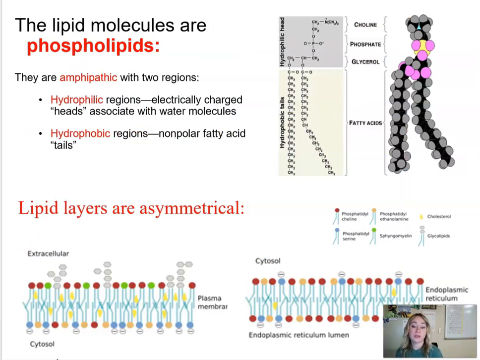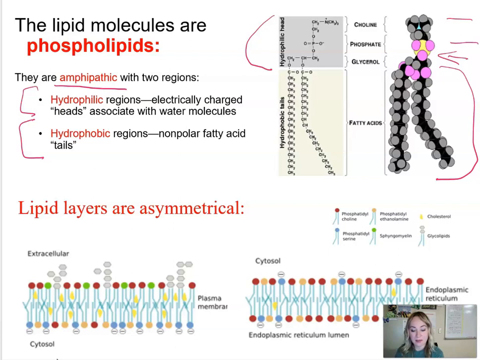So now let's take a look at the structure of the phospholipid. You guys already know that they are considered to be amphipathic because they have two regions. So we have a hydrophilic region and a hydrophobic region. The hydrophilic region contains choline, phosphate, and glycerol groups, and then the hydrophobic region, these are the fatty acids. So keep in mind that membranes are never symmetrical. If we look at the two leaflets, one leaflet is going to be different from the other.